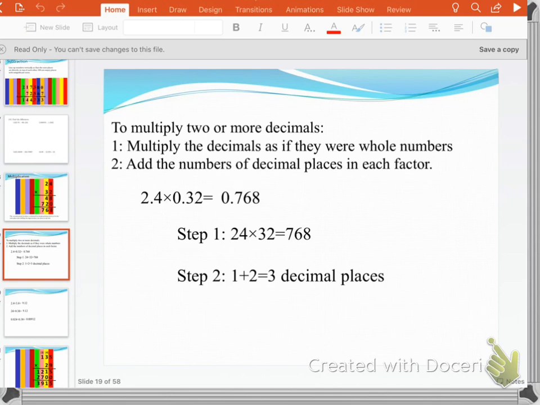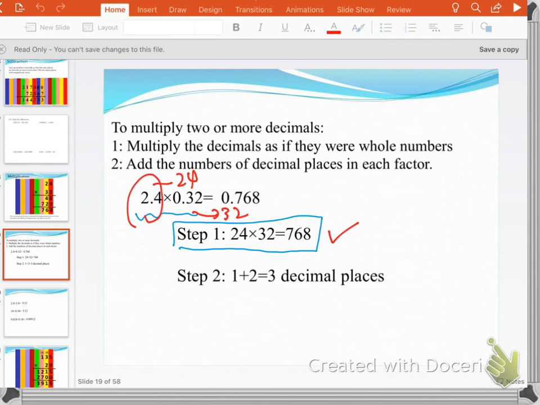Now let's look at multiplication questions. If you want to multiply two decimal numbers, we have 2 steps. Step 1, we just multiply without decimal points. So for this 2.4, if you delete the decimal point, this is 24. 0.32 without decimal point, this is 32. So step 1, we use 24 times 32, we got 768.